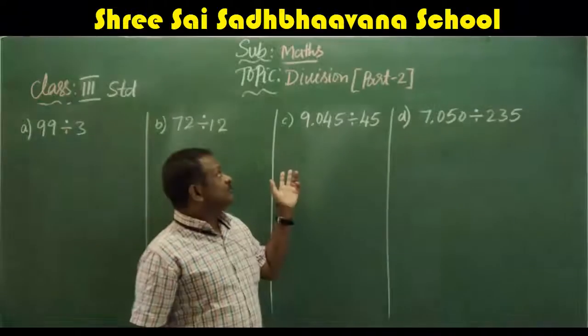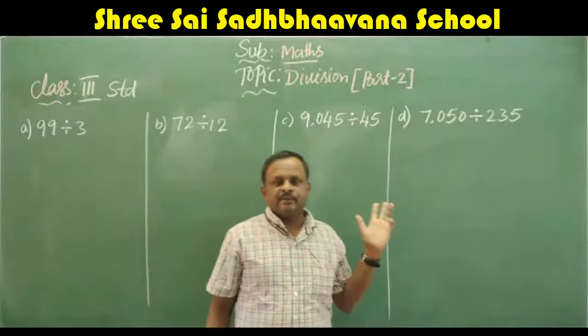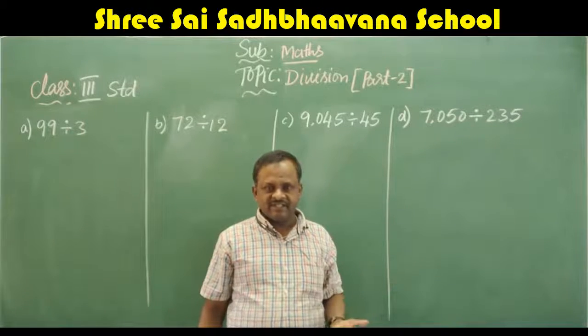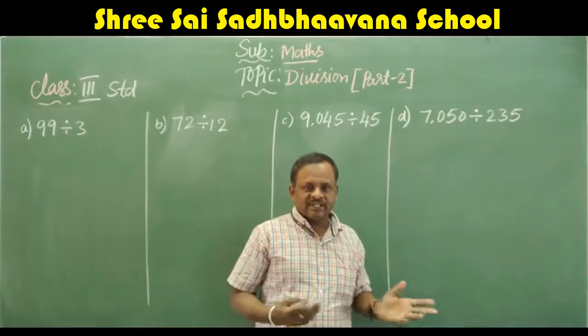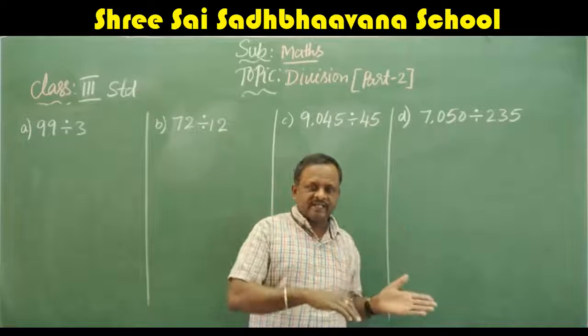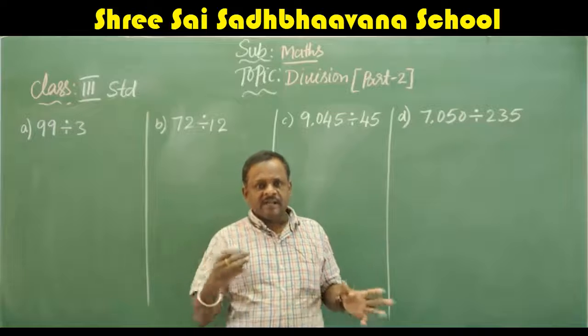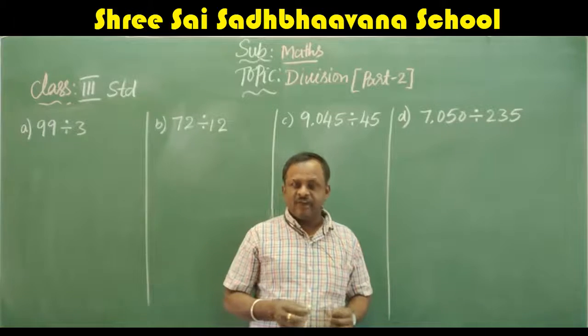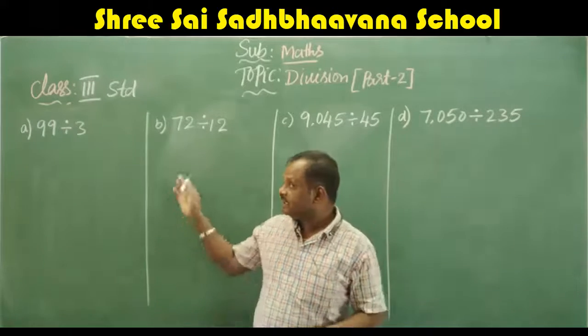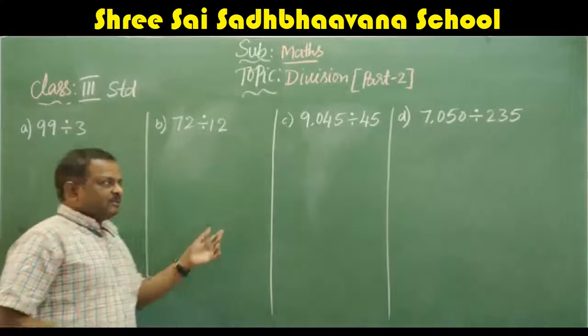In third standard division lesson, we have studied what the divisor, dividend, quotient, and remainder are, and how we will get the divisor once again. Now we will move to the main division, that is exercise 5.2. In that they have given the problems. We will go one by one.